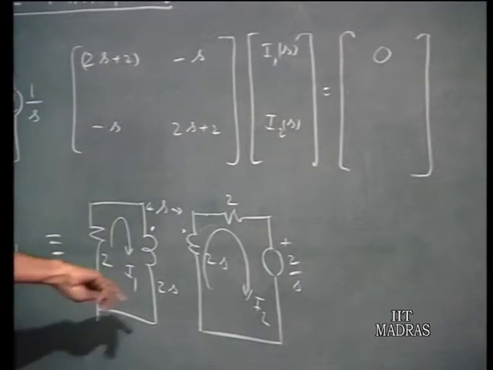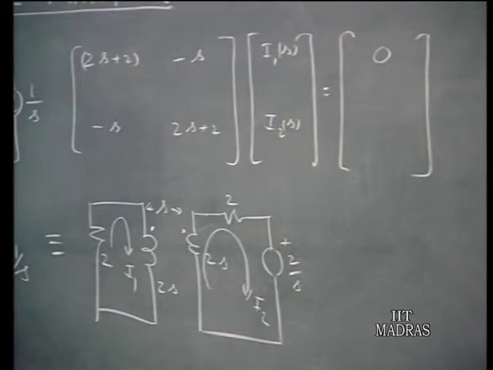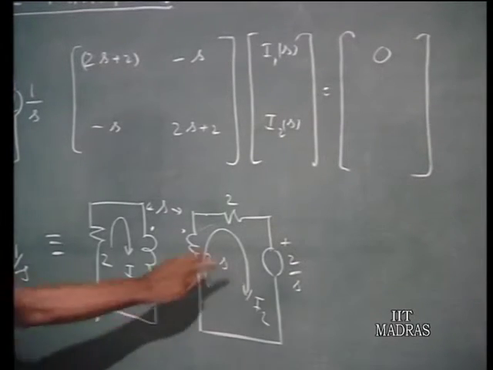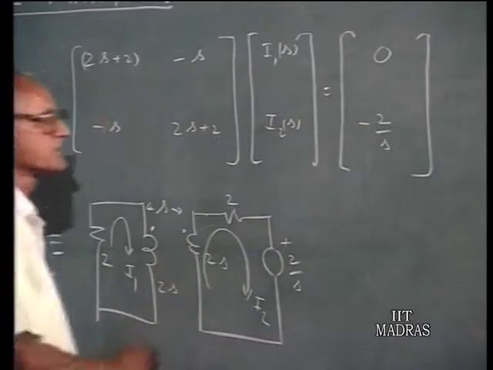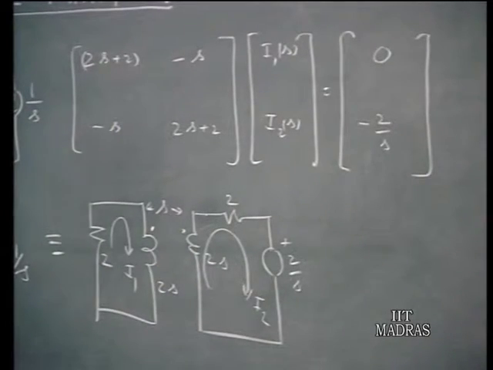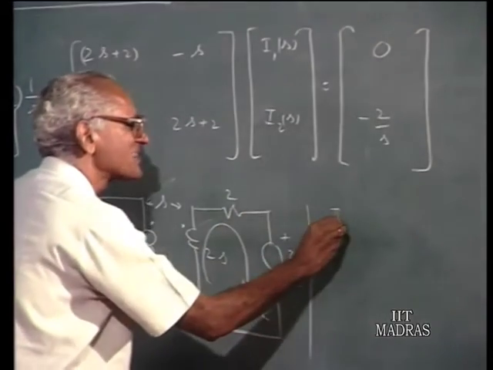That must be the net voltage in this loop trying to drive a current in the direction of I2, but the total EMF in the circuit is 2 by S in the opposite direction, therefore, I must write this as minus 2 by S. So, these are the equations which describe the behavior of this circuit on the loop current basis. You can solve for this and you get an expression for I2 of S.